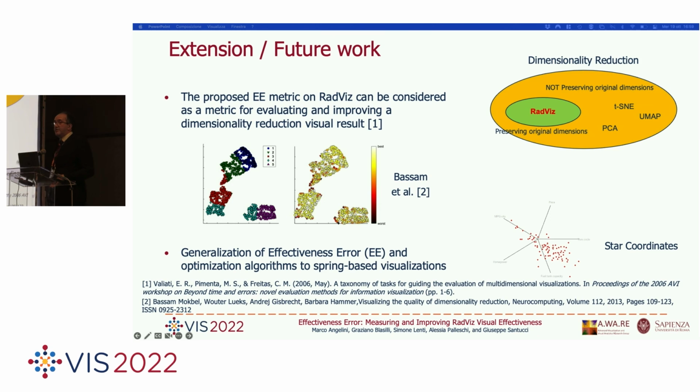Eventually, we consider the introduced metric as belonging to the broader class of metrics used to evaluate the quality of dimensionality reduction projections, where Radwitz is one of them with the characteristic of preserving the original dimensions. And additionally, we are trying to extend this approach to other spring-based plots like star coordinates.